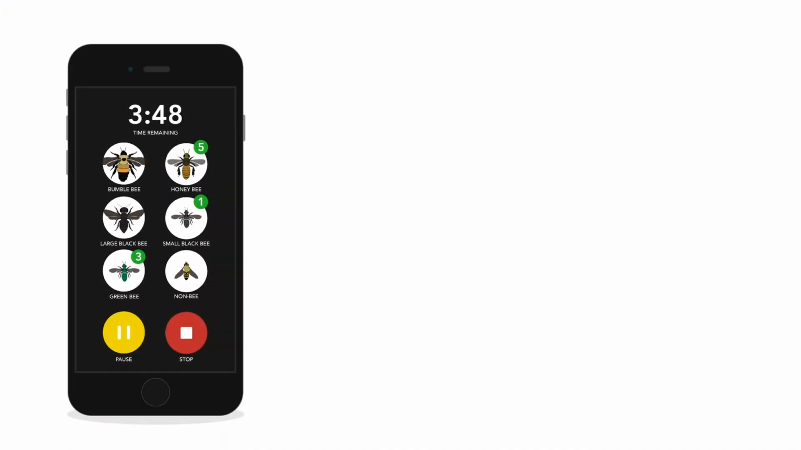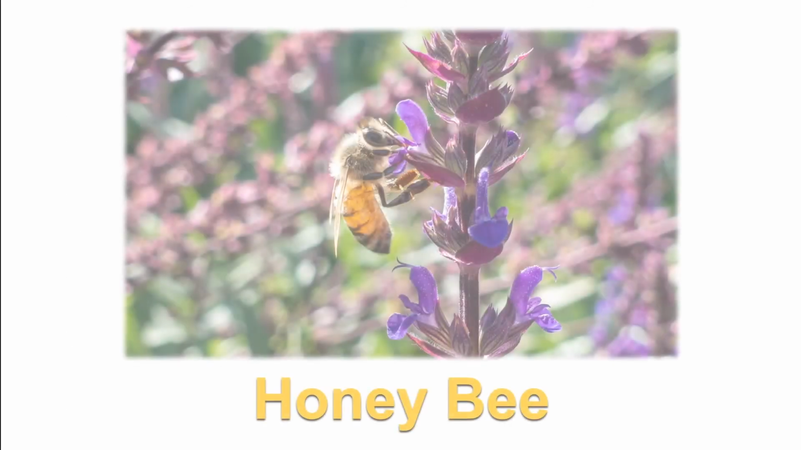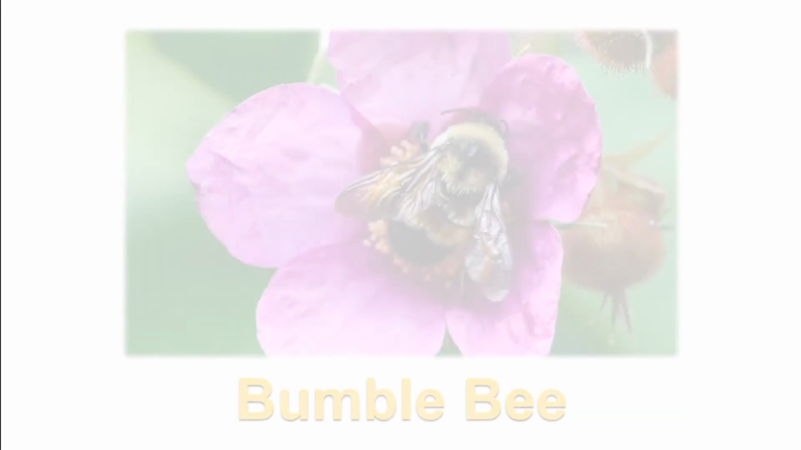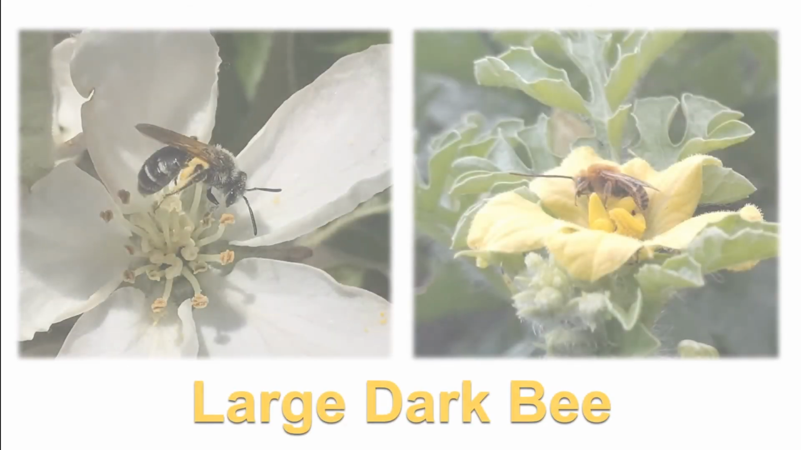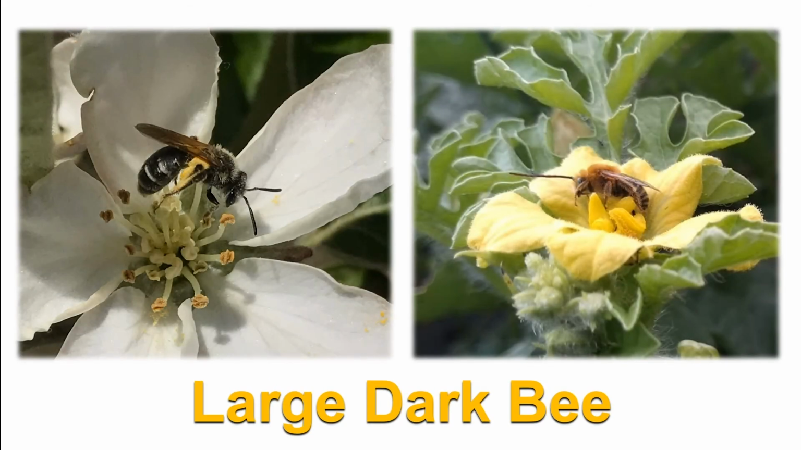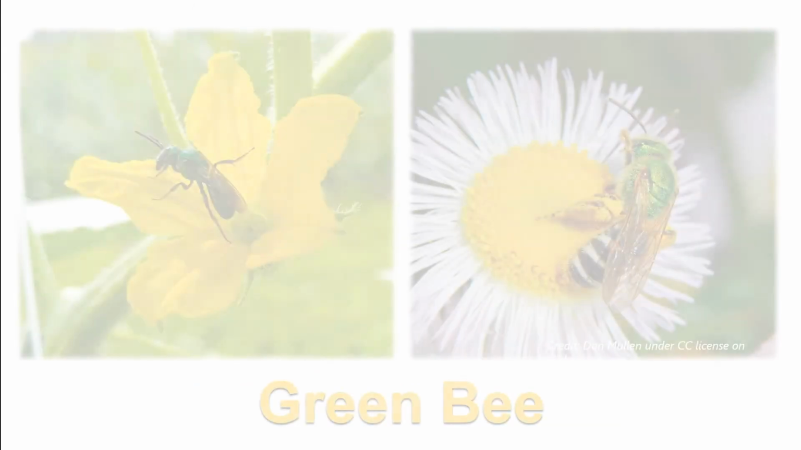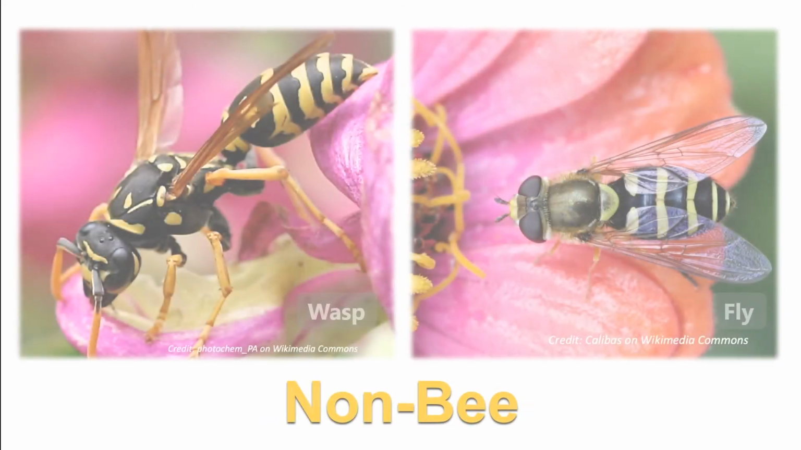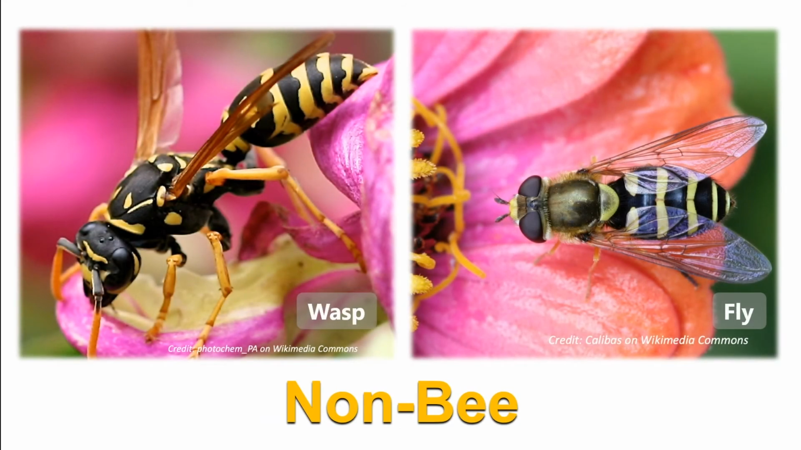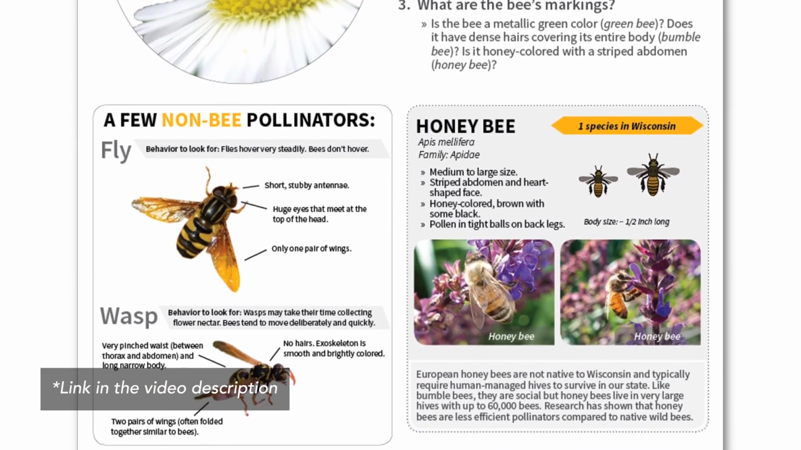For this app, there are 6 categories of insects you need to be able to identify. Honeybees, a domesticated bee, bumblebees, large dark bees, small dark bees, green bees, and non-bees like flies and wasps. Review our Bee ID guide to become familiar with identifying bees and distinguishing them from non-bees.